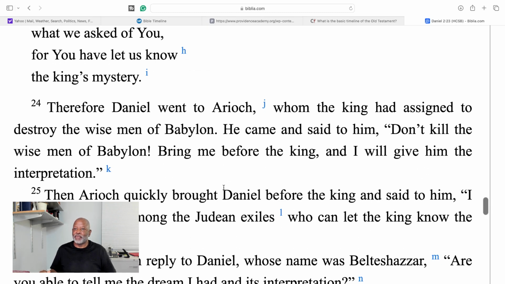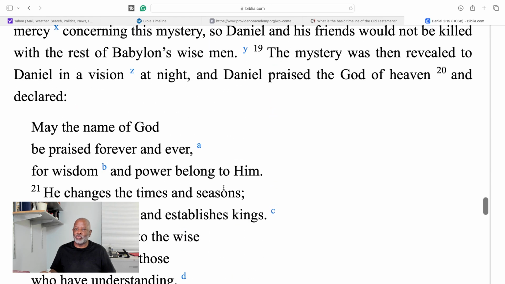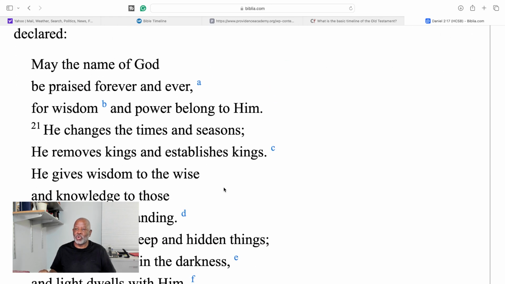I'm going to stop it here. I want to go back and look at one of the statements he says in verse 21. He says, he changes times and seasons. He removes kings and establishes kings. And he gives wisdom to the wise. Now I want to look at that statement. He removes kings and establishes kings.